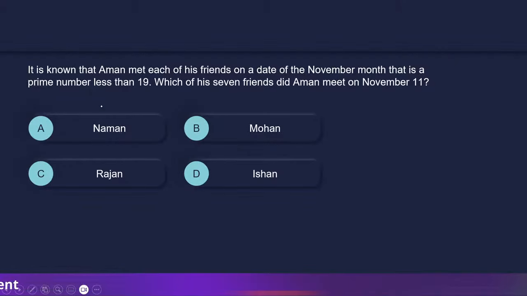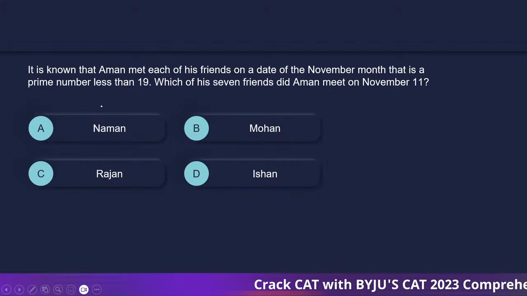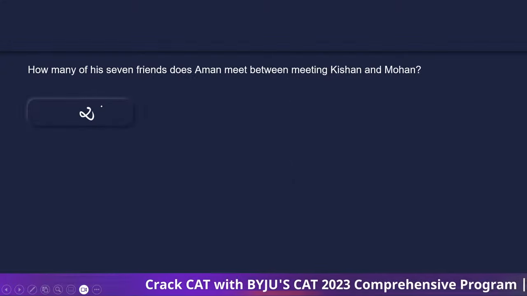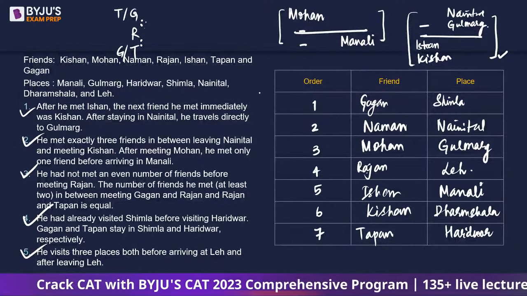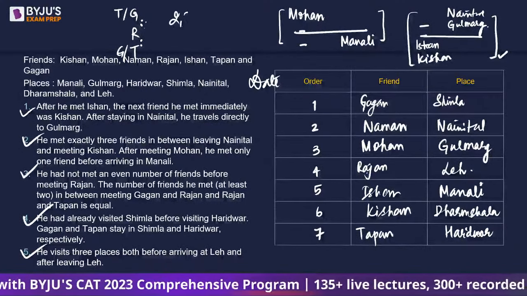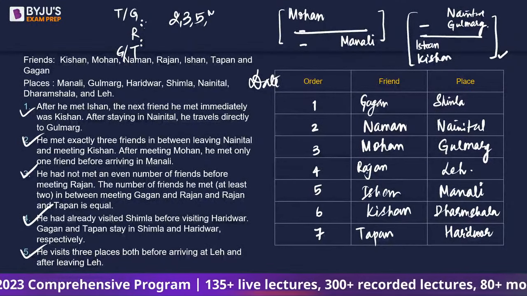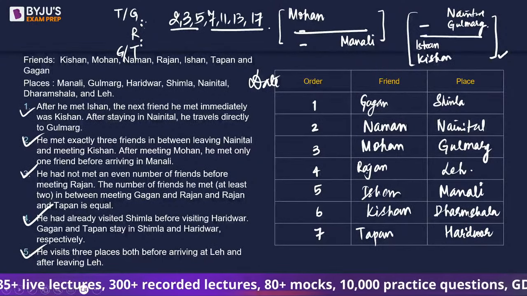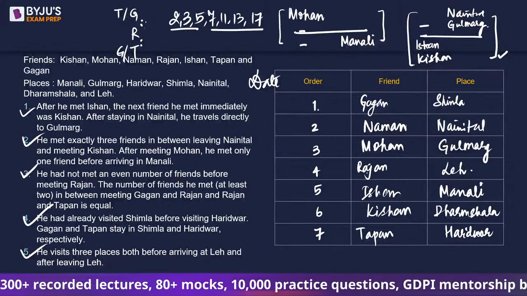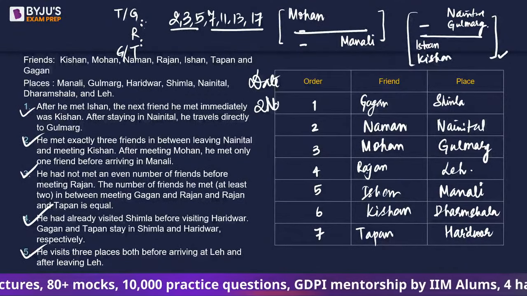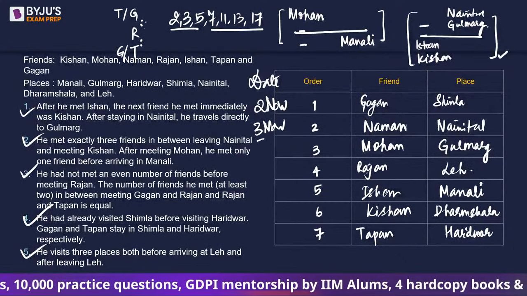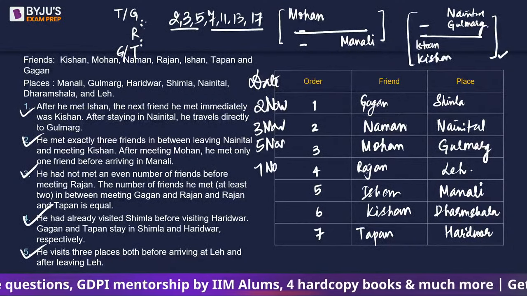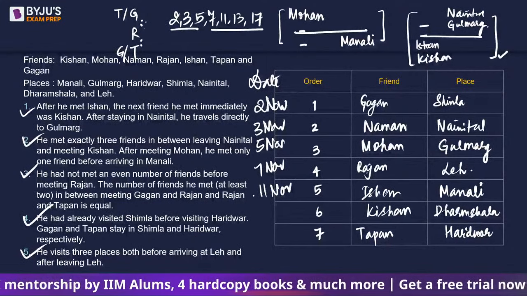It is known that Aman met each of his friends on a date of the November month that is a prime number less than 19. Which of his 7 friends did Aman meet on November 11? Okay. Prime number less than 19. So if we talk about date, the prime numbers less than 19 are 2, 3, 5, 7, 11, 13 and 17. So these are a total of 7 dates. And obviously there are 7 friends. So he must have met them on 2nd of November, 3rd of November, 5th of November, 7th of November, 11th of November. So he met Ishan on 11th of November.